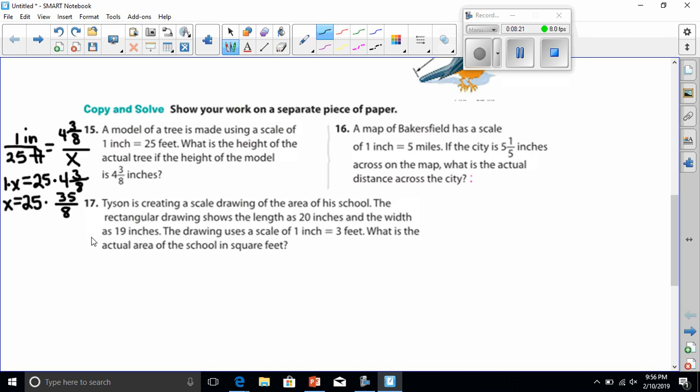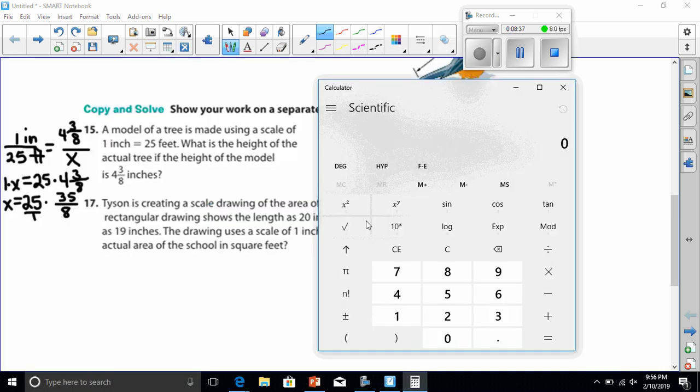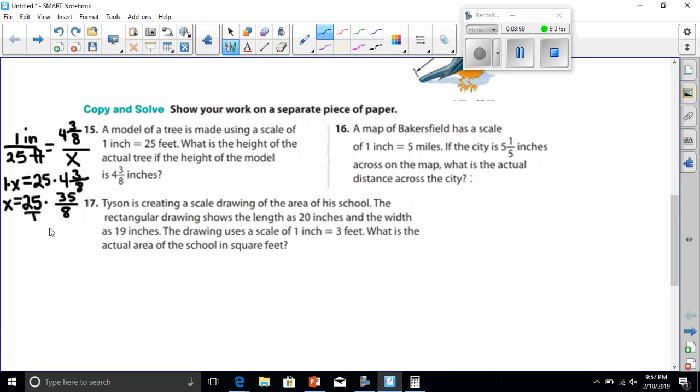Well, now we can go ahead and multiply, because remember 25 is really 25 over 1. And when we multiply fractions, we can multiply the top to the top and bottom to the bottom. So we could take 25 and multiply it by 35. Well, 25 times 35 is going to equal 875. Let's put that down here, 875. And we have to divide that by 8, because every fraction is really a division problem.